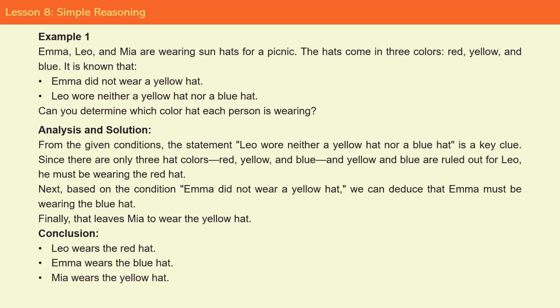From the given conditions, the statement "Leo wore neither a yellow hat nor a blue hat" is a key clue. Since there are only 3 hat colors, red, yellow, and blue, and yellow and blue are ruled out for Leo, he must be wearing the red hat. Next, based on the condition "Emma did not wear a yellow hat," we can deduce that Emma must be wearing the blue hat. Finally, that leaves Mia to wear the yellow hat.